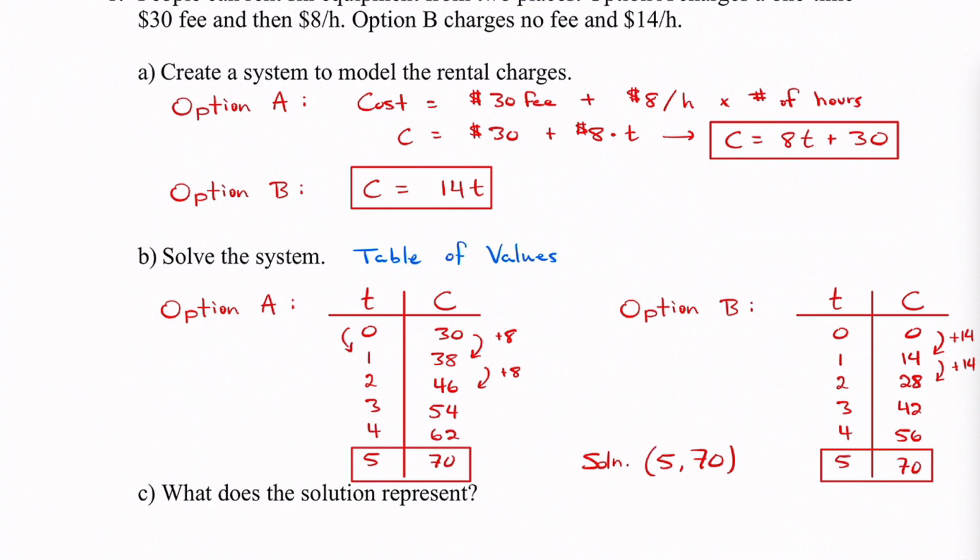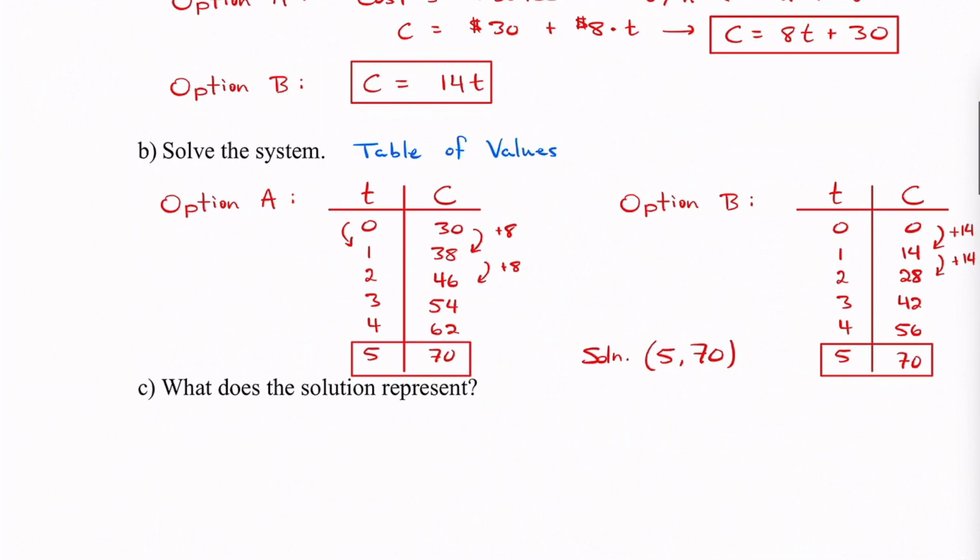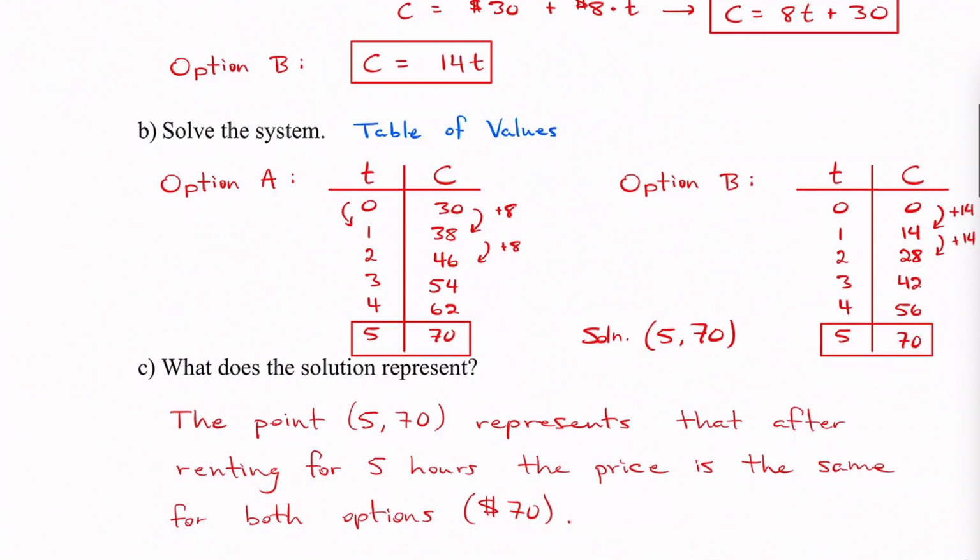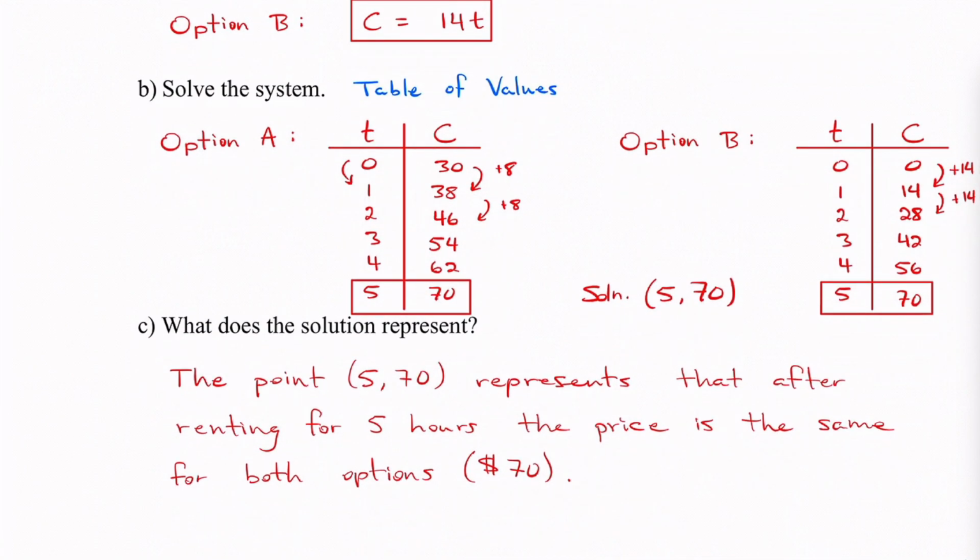Now the next part actually asks us, what does the solution represent? So that solution, the 5, remember the 5 was in the time, and the 70 was in the C, which was for cost. So it's saying after 5 hours, my cost is 70. Same with the other one. After 5 hours, my cost is 70. So for both of our options, option A and option B, both of them cost $70 after 5 hours. So I'm just going to write something like that. The point 5 and 70 represents that after renting for 5 hours, the price is the same for both options, which is $70.